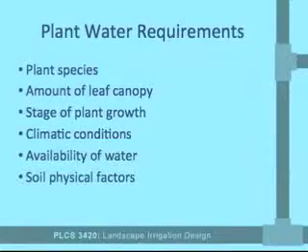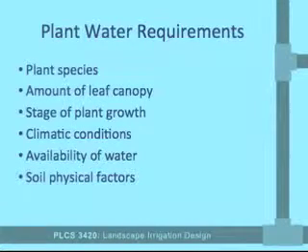Now, plant water requirements are determined by a number of things, including plant species, leaf canopy, the stage of plant growth, climatic conditions, the available water, and soil physical factors as well. Transpiration rates are going to vary during the growing season with plants, depending on species, because of the stage of growth, even when the evaporative demand of the atmosphere remains nearly constant.